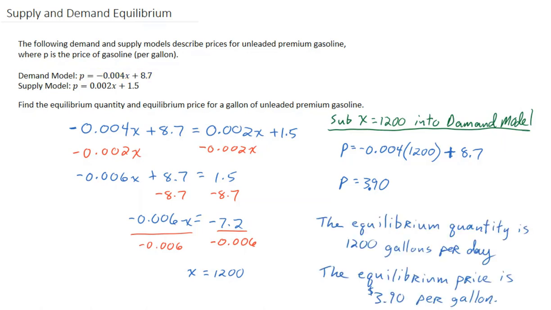So what we found is that the equilibrium quantity is 1,200 gallons per day, and the equilibrium price is $3.90 per gallon.